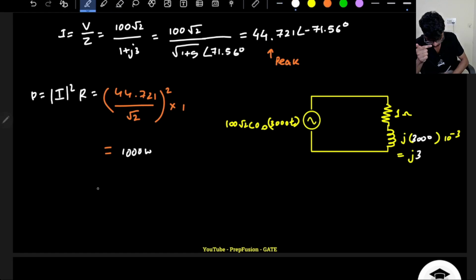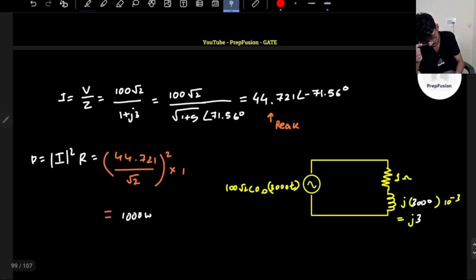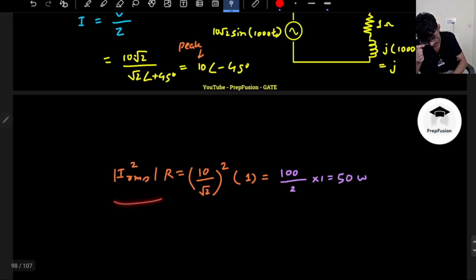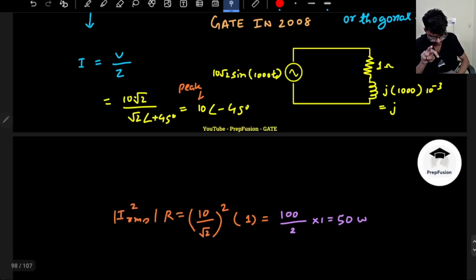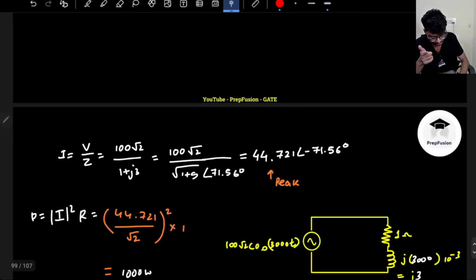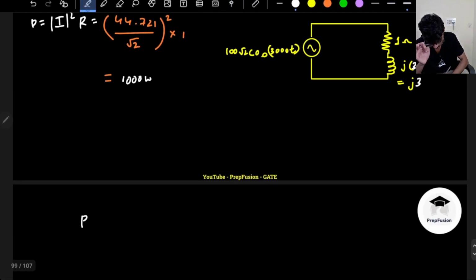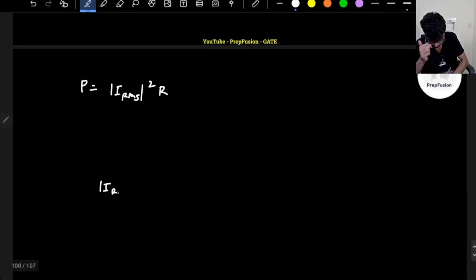Or what other way can you do it? You know the RMS of this component: 10 by root 2. One RMS has a frequency component of 1000 t, the other has a frequency component of 3000 t. So the overall power across the resistor will be the overall RMS current squared into R. Because one has a 1000 t frequency component and the other a 3000 t component, I can simply do this.